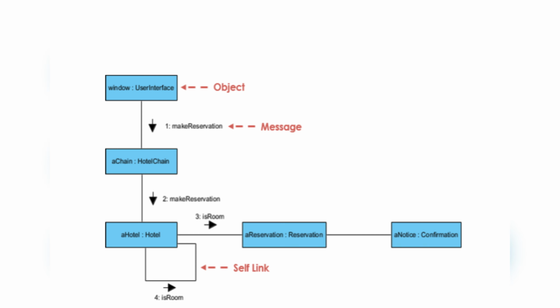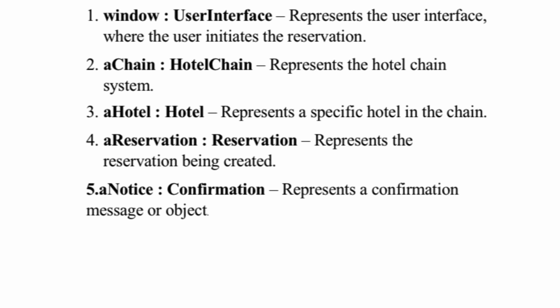Here we can see user interface, hotel chain, hotel, reservation and confirmation via some messages like make reservation and is room, and also a self link. First, window, user interface, represents the user interface where the user initiates the reservation. Second, chain, hotel chain, represents the hotel chain system. A hotel represents a specific hotel in the chain. A reservation represents the reservation being created. A notice confirmation represents a confirmation message.